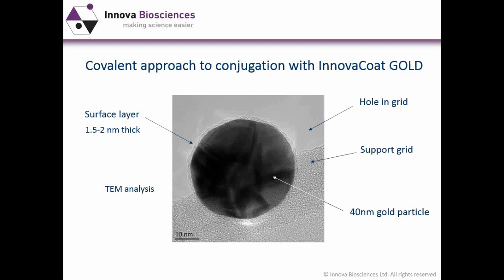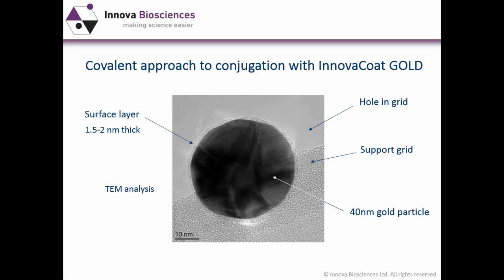Okay, turning on to a covalent approach to conjugation. Now this is radically different from the method just described, but it's significantly easier. So let me explain what we have here. This is an electron micrograph. In the bottom sector, you can see a support grid, and the support grid has a tiny hole in it, which is at the top left area. And what we have here is a coated particle. So we have a coating material that's been wrapped around the nanoparticle, and this particular particle is half on the grid and half off. And in the area where there's a hole, you can see the surface layer quite clearly.